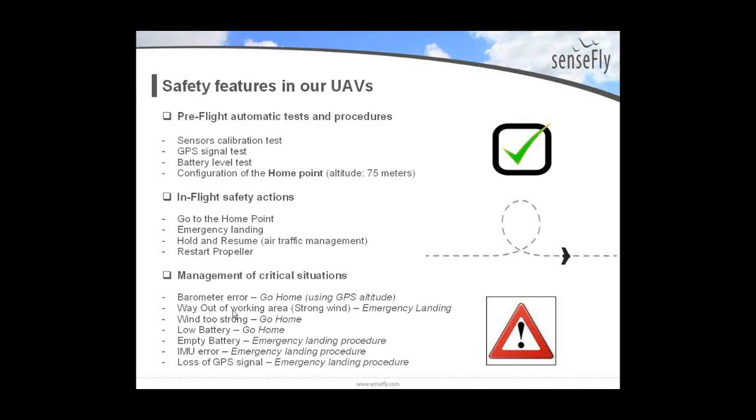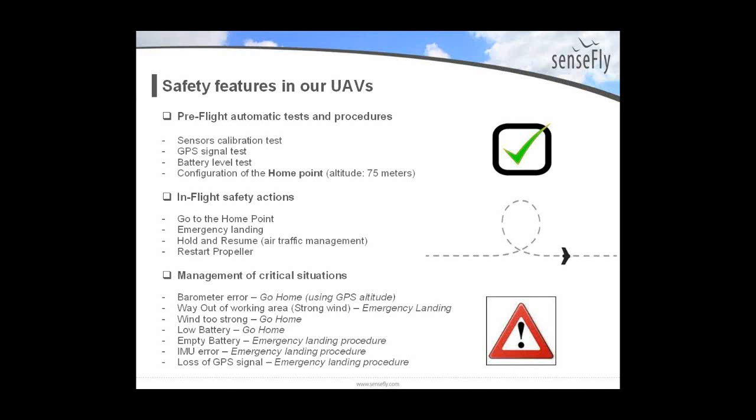The eBee has a ground sensor on the bottom of it, so it can sense when it's coming up to the ground. Way out of the working area, strong winds, it'll make an emergency landing. Wind too strong, it'll go home. Low battery, go home. Empty battery, emergency landing procedure. It's going to land immediately.